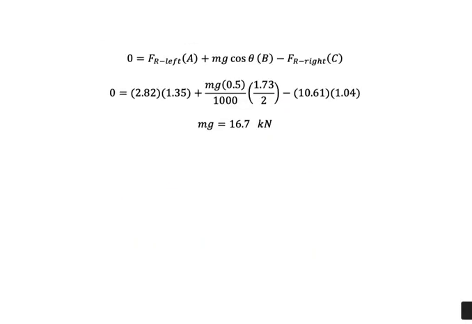So this is the equation that we could develop for the equilibrium of rotating moment. So we substitute all the values here. We could get the weight of the gate is 16.7 kilonewton.